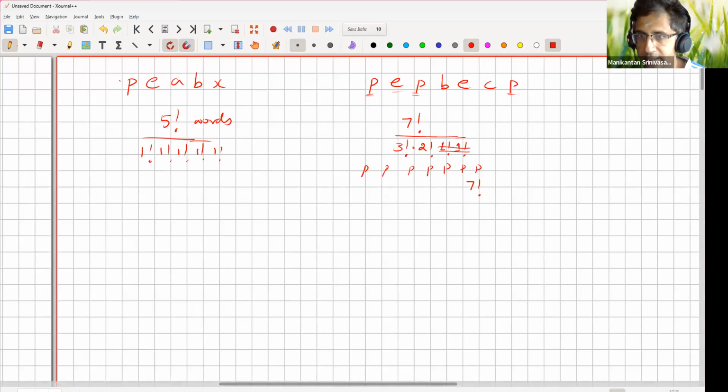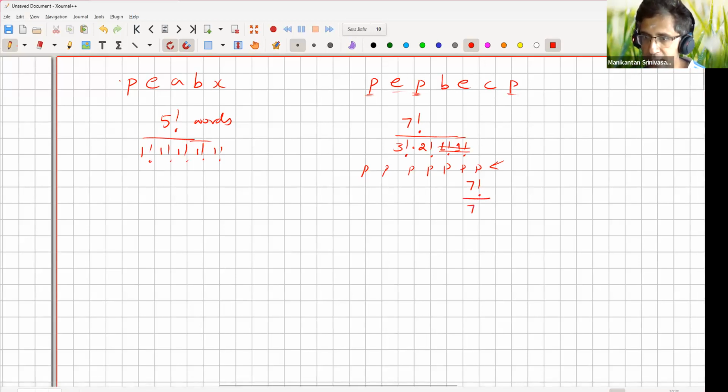But for the letters that repeat multiple times, you have to divide by the factorial of the number of occurrences. Similarly, if I do this problem with all P's, it will be 7 factorial upon 7 factorial, because P is the only letter which repeats, and it repeats 7 times. Therefore, you get 1 as expected.